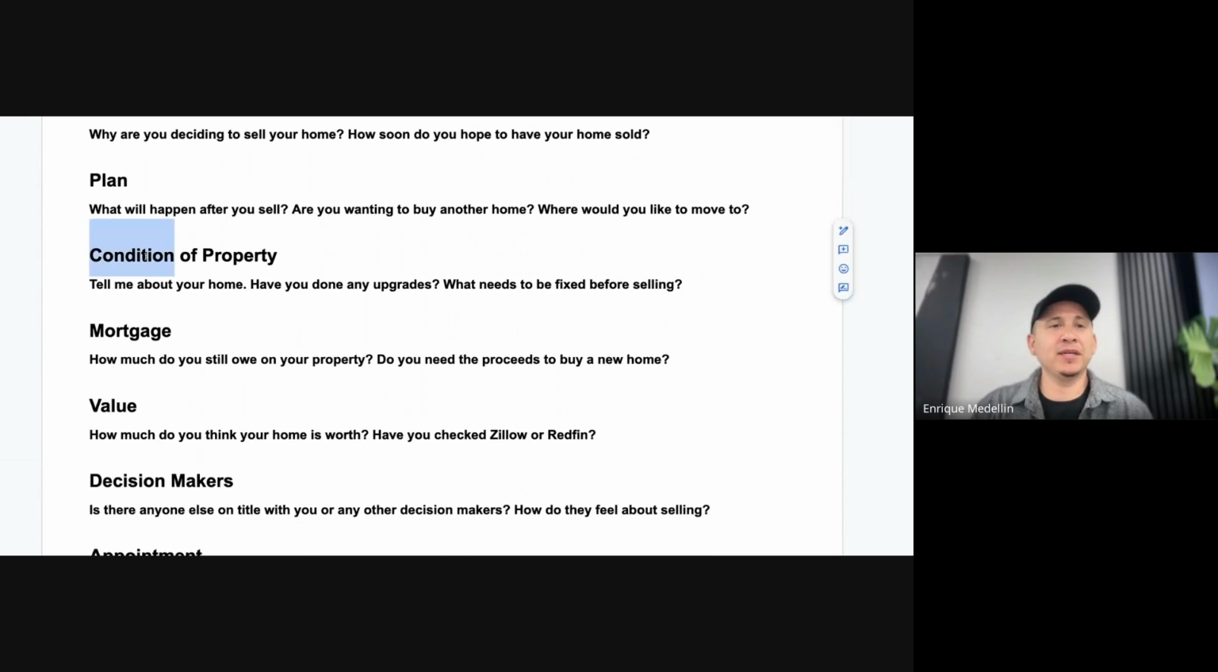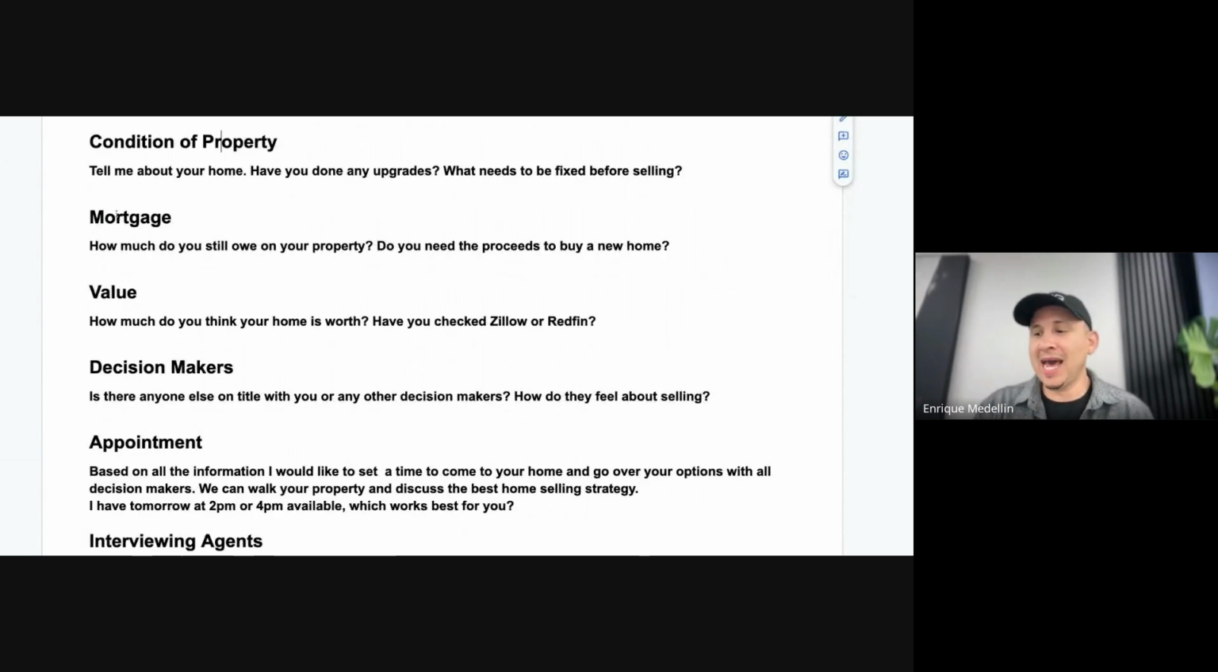Condition of the property. He didn't ask for the condition of the property, but the guy started telling him that things need to be fixed. He's done some renovations, but there are other things that need to be done. So now Maudi can know, okay, there's probably some work that needs to be done to get this home market ready. Mortgage. He didn't ask about the mortgage, but the guy said he still owes money on the property, right? So Maudi can go back and say, hey, by the way, how much do you guys still owe on the property roughly, right? Give me an estimate of that.